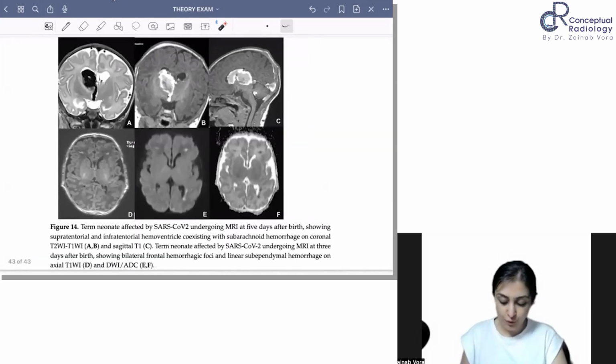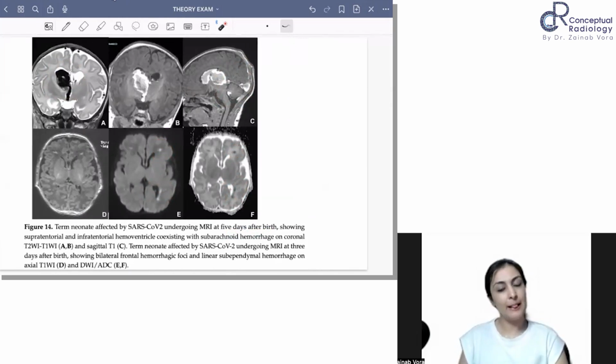This is a case of COVID undergoing MRI at 5 days, showing supratentorial as well as infratentorial bleed. So you can also see some SAH, right? You can also see some degree of SAH here. And there are some subependymal bleeds, some frontal hemorrhagic bleeds. So this is what COVID can lead to, intracranial bleed.